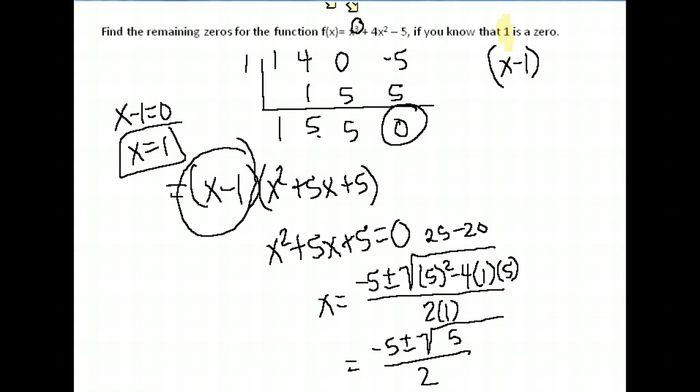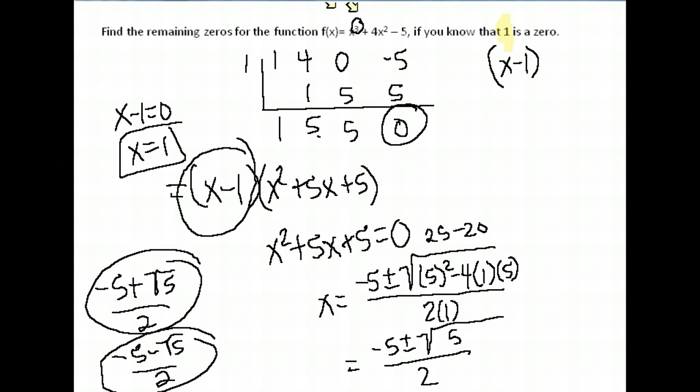Okay, so our solutions to this polynomial are 1, the one they gave us, and also negative 5 plus the square root of 5 over 2, and negative 5 minus the square root of 5 over 2. Okay, so what the factor theorem allows us to do is, when we know one of our factors, use synthetic division to break it into something of a smaller degree so that we can actually find the zeros. Because if we came from where we started, we would just be out of luck. We'd just have to guess and check.